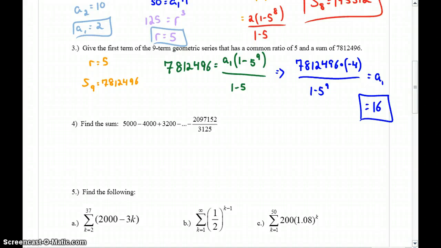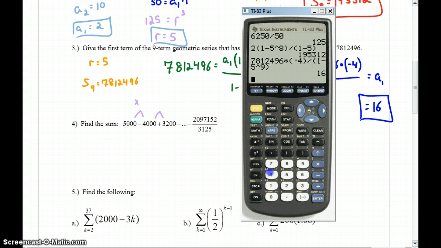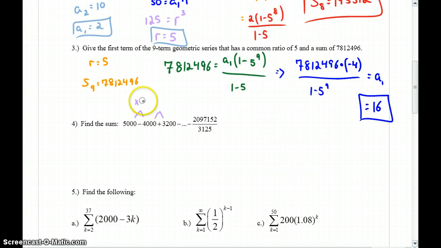Let's find the sum of this series. It looks to me like I'm subtracting 1,000 and then subtracting 800, so it's switching from pluses to minuses, so it's not going to be arithmetic. I think I'm multiplying by something. So let's try and see what I'm multiplying by. Negative 4,000 divided by 5,000 is negative 0.8.